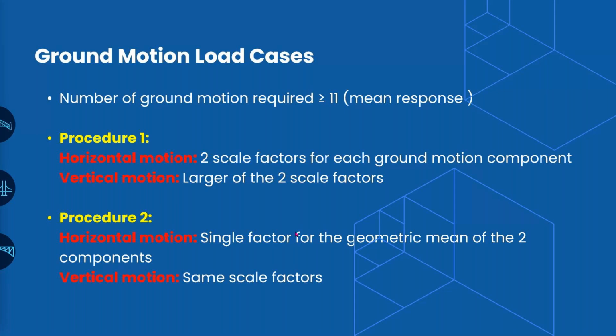However, the second procedure is we can also use a single factor for scaling of both the ground motion records. But that single factor is computed by taking the geometric mean of the two components of the earthquake. So firstly, we'll take the geometric mean of the two components, and then we will scale our time history record by using a single scale factor to match the target spectrum in the range. And then this same factor is to be used for the vertical motion. So either of the two processes can be used for the scaling and matching of this ground motion with the target response spectrum.